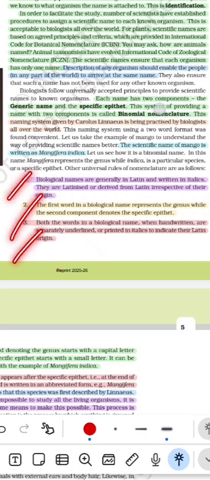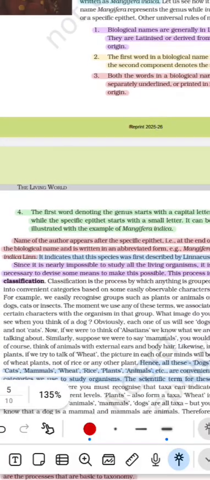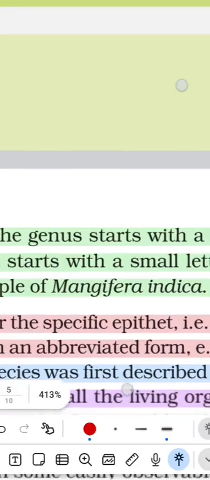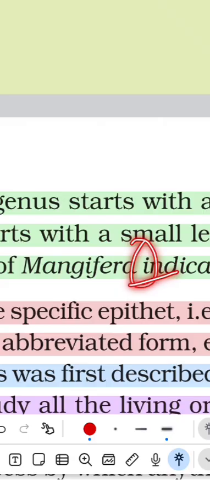Okay, these three points are done. Moving to the fourth line. The first word denoting the genus starts with a capital letter, while the specific epithet starts with a small letter. It can be illustrated with the example of Mangifera indica. Please see Mangifera: M is capital here, i is small here.